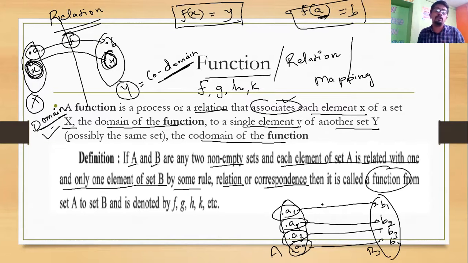Then we call it a function. The function, as I said, is represented by f, g, h, and k, students. So I think we are clear on it.